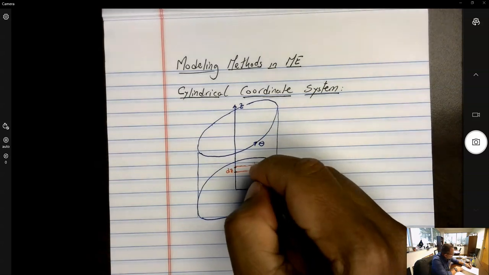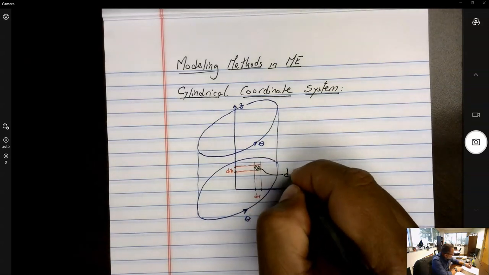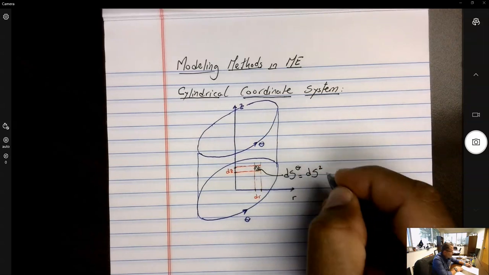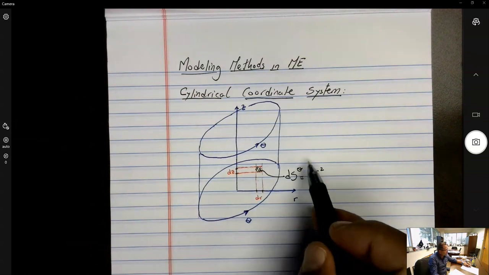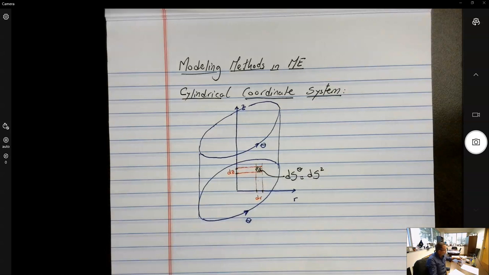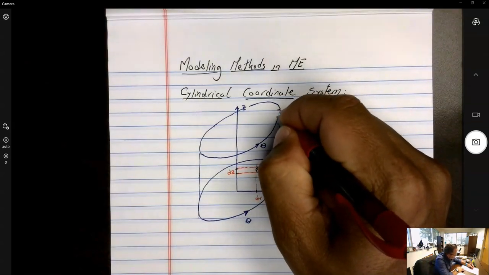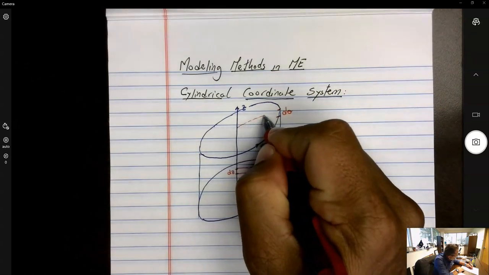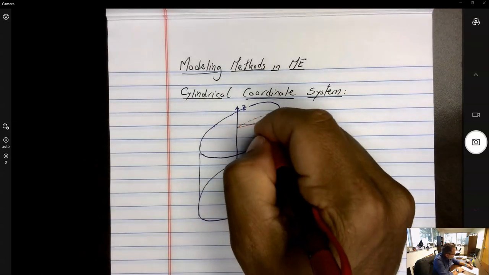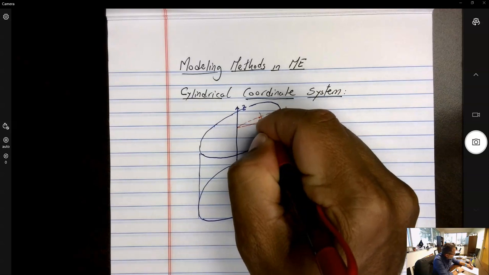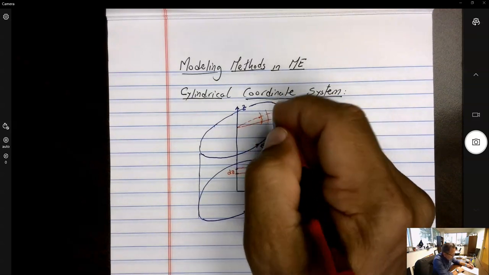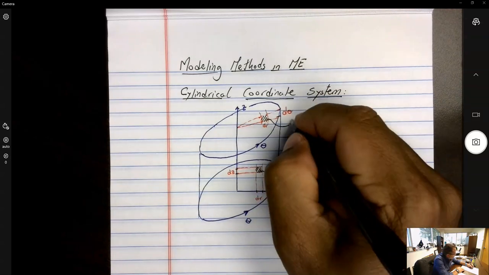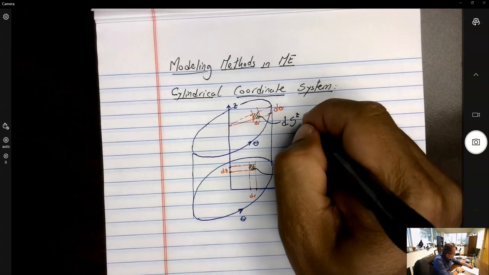This right here will be the differential of surface perpendicular to theta, or ds2, 2 being the second dimension. Theta, remember, first dimension is R, second dimension is theta, third dimension is Z. If we take a little bit of theta, for example, d theta, and project in this direction, this being a little bit of R, so dr, this right here is ds perpendicular to Z, or ds3.